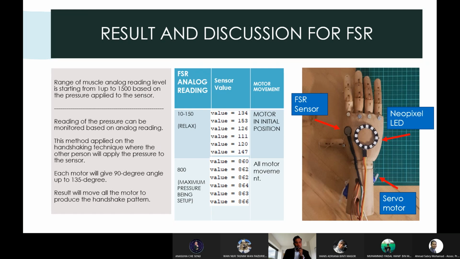A reading of the pressure sensor can be monitored based on the analog reading also. This method is applied on the handshaking pattern, where the other person will apply pressure to the sensor, which you can see is here. For the handshake pattern, the other person's thumb will be placed here. Each motor will also give an angle up to 135 degrees. The result will move all the motors to produce the handshake pattern.